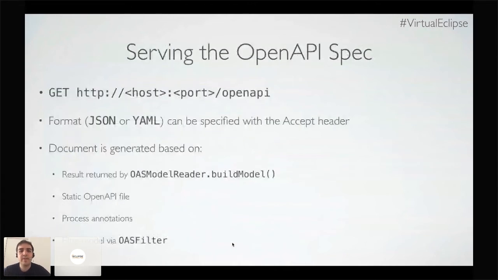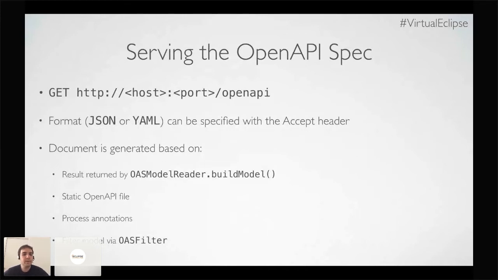So, by definition of the MicroProfile specification, to get the OpenAPI specification from a server that is implementing this spec, there is a new URL that you can call, which is /OpenAPI. You can specify if you would like to receive the JSON or the YAML format, and then you get the specification based on some rules.